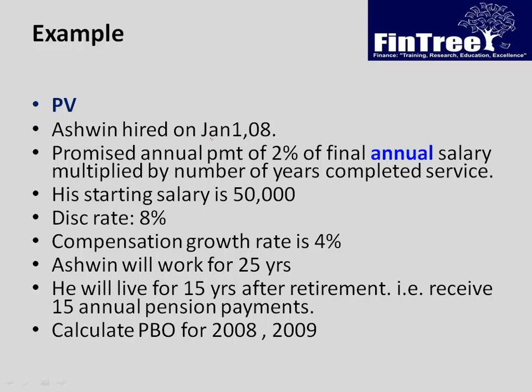Ashwin was hired on January 1, 2008. He was promised an annual payment of 2% of his annual salary multiplied by the number of years of completed service. His starting salary is 50,000, discount rate 8%, compensation growth rate 4%. He will work for 25 years. He will live for 15 years after retirement. That means he will receive 15 payments. Calculate PBO, which is actually the liability on account of pension in year 2008 and 2009.